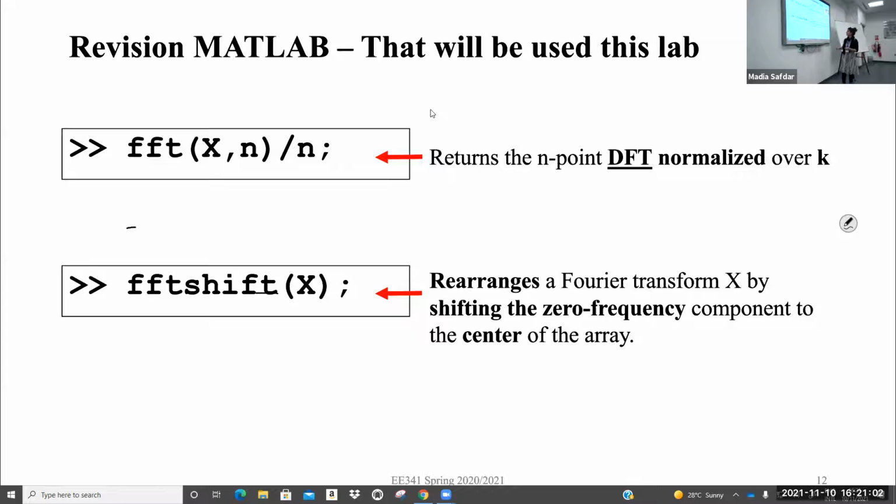Okay. So then FFT shift, what it does is signal shift exactly at 0 point. So it equally distributes the frequency components.